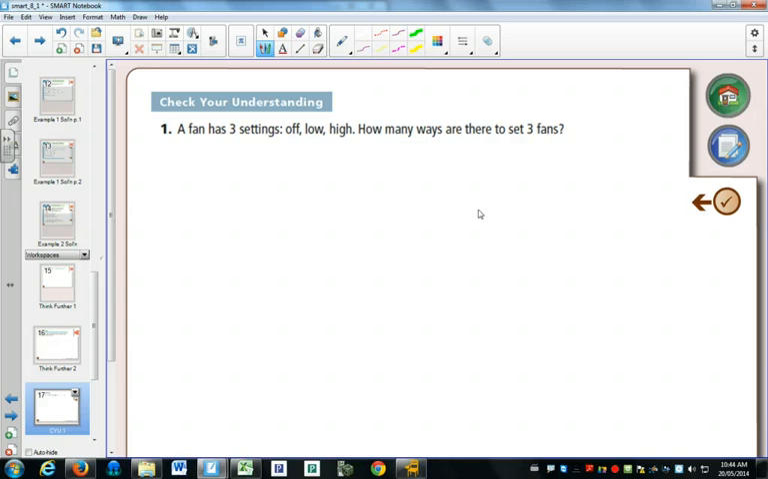So here we have a fan. It has 3 different settings: off, low, and high. Maybe it's a special one. Super high. Blow you away. Amazing fan. So you have 3 of these fans.